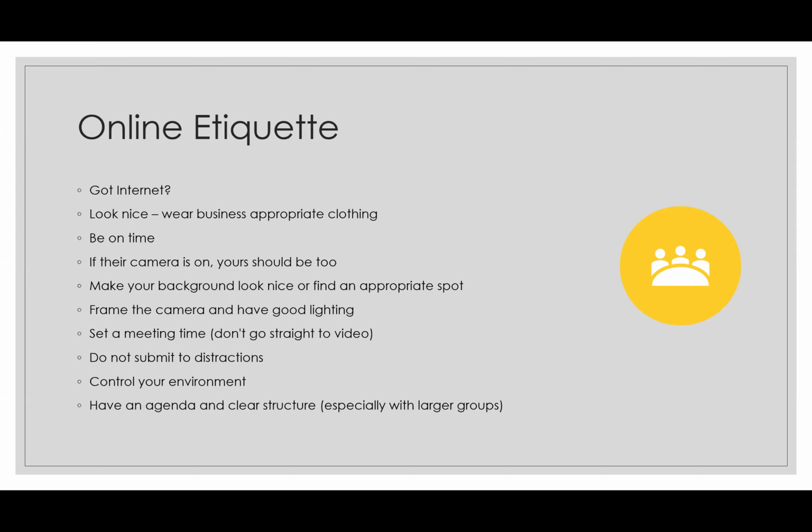Control your environment. So again, if you're able to control the people around you, the pets around you, the noise around you, the lighting, all of that, make sure that you do that before you get into a meeting.